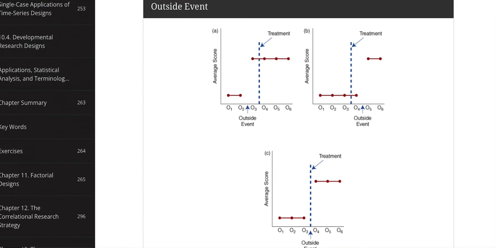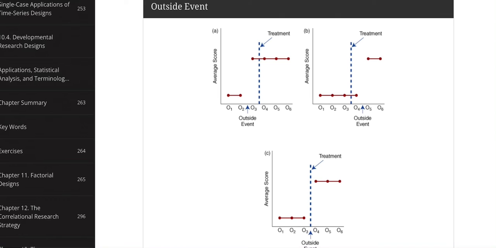B is the exact opposite, right? It's showing you that something happened after the treatment. And again, if you had just looked at observation 1 and 6, it would look like there was a jump in the scores and that the treatment was effective. But again, by doing those multiple observations, you can see that it was actually something else, and not the treatment.